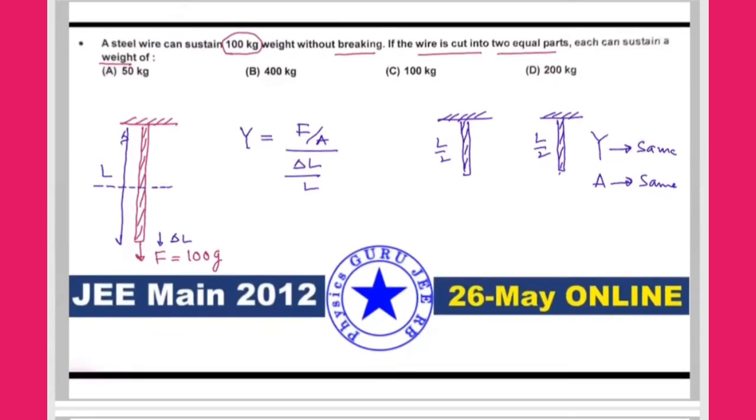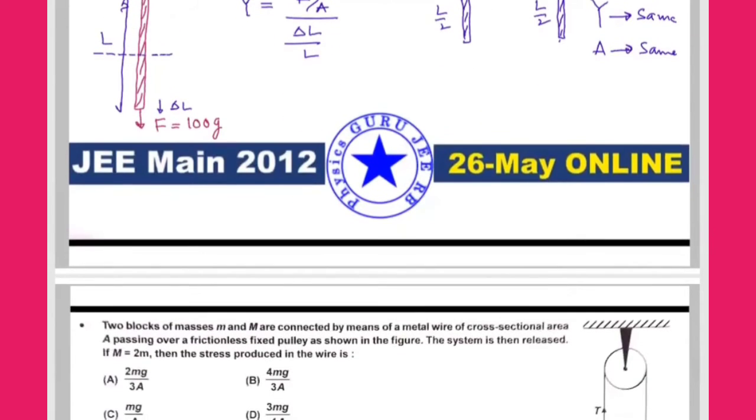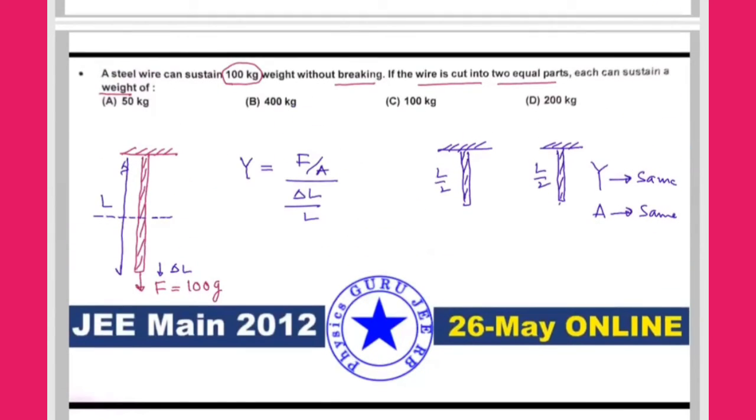So breaking will depend only on stress here, right? That means we can write Y. So here, independent of length of the wire. That means C will be the correct answer. It does not depend on the length of the wire.